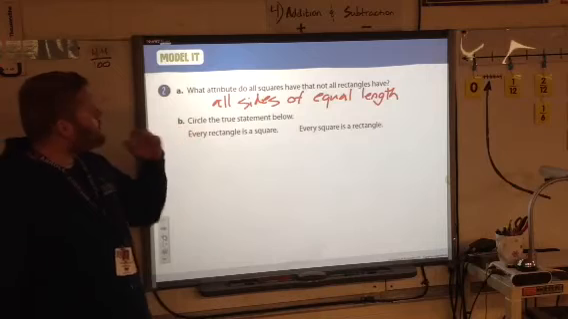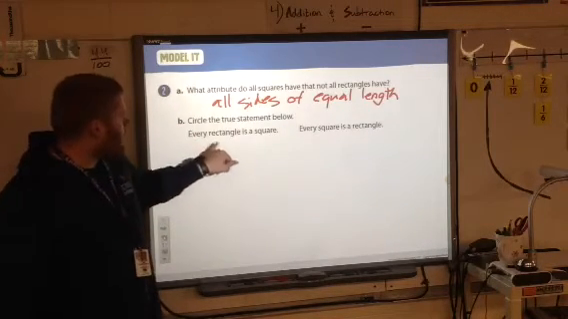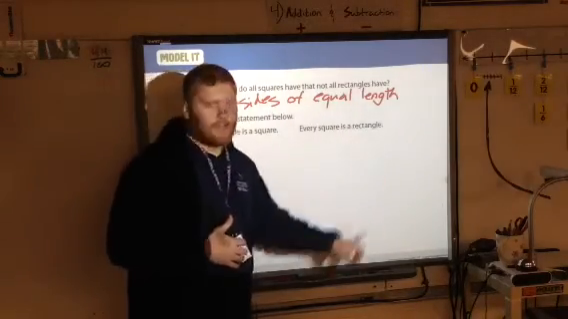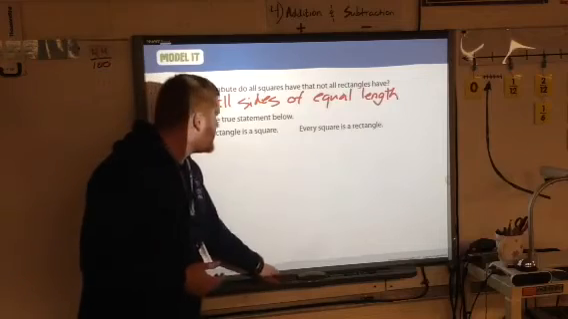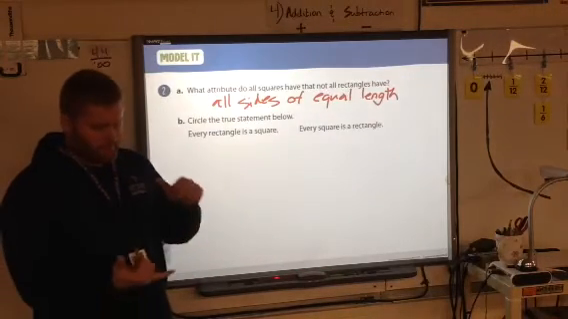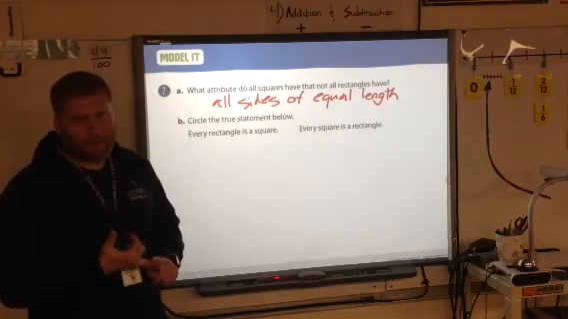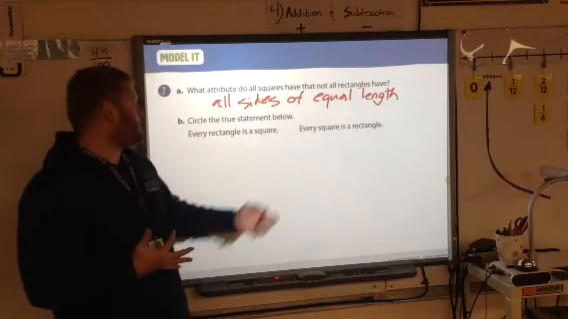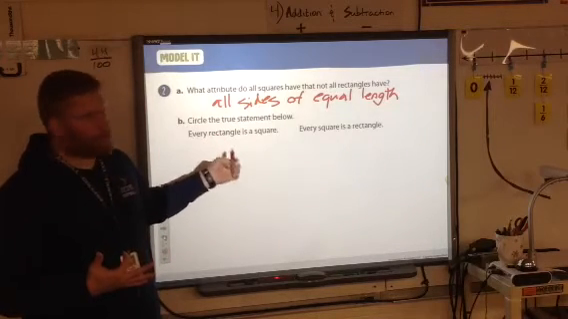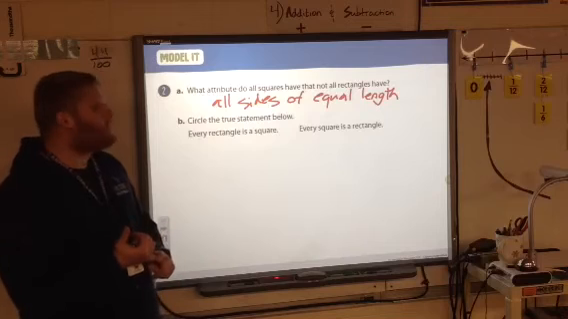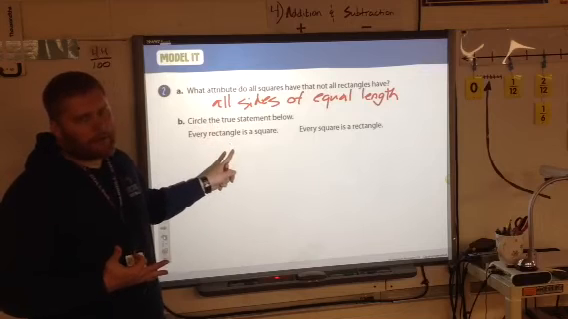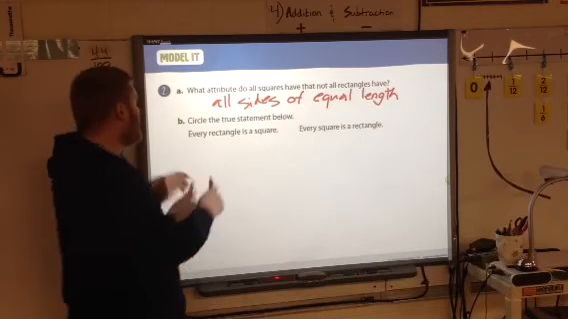It says, circle the true statement below. The first one says every rectangle is a square. And the other statement is every square is a rectangle. Now, basically the way I think about it is, does a square have all of the attributes of a rectangle? Yes, it does. 2 pairs of parallel sides, 4 right angles, 4 sides. A square shares all the attributes that a rectangle does. But does a rectangle share all of the attributes of a square? Well, let's think about it. It does have 4 sides. It does have right angles. But does it have all 4 sides of equal length? No, it doesn't.